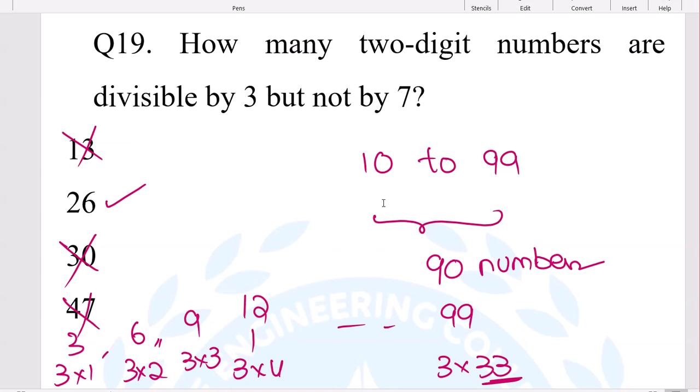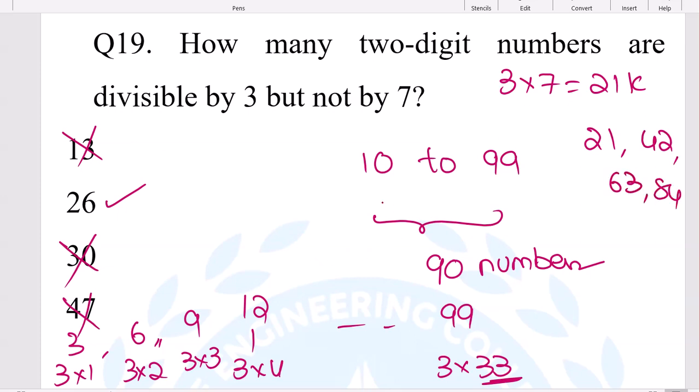But I have to remove the first 3. 33 minus 3 is 30. 30 are divisible by 3. Now among them, those divisible by 7, I have to remove. The numbers divisible by 3 and 7 are nothing but multiples of 21. So I should remove 21, 42, 63, 84. Among 30, removing 4, that's why 26 is the answer.